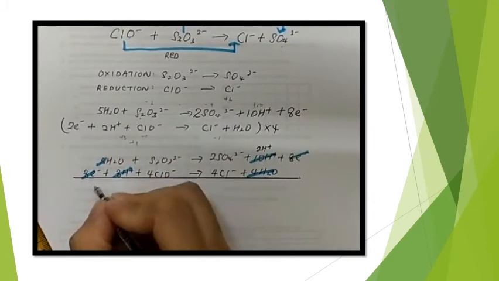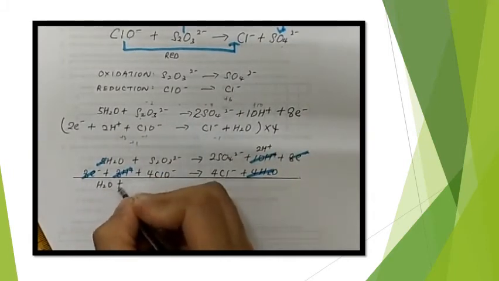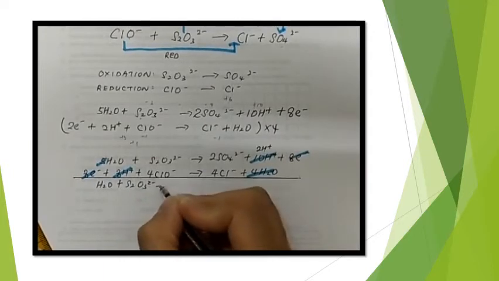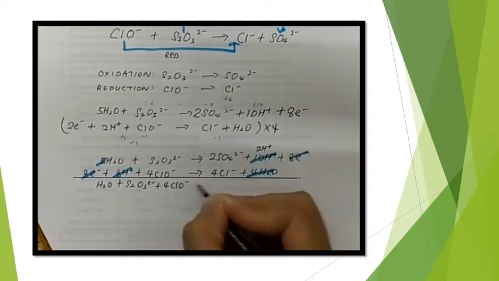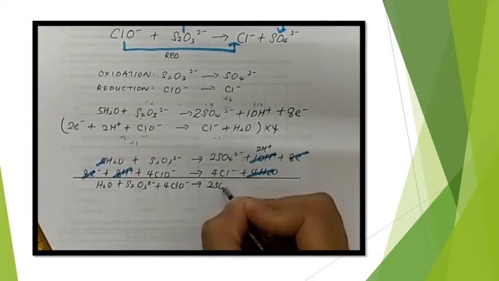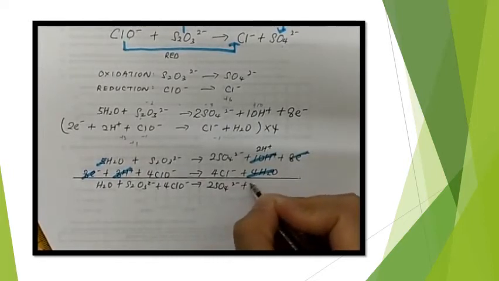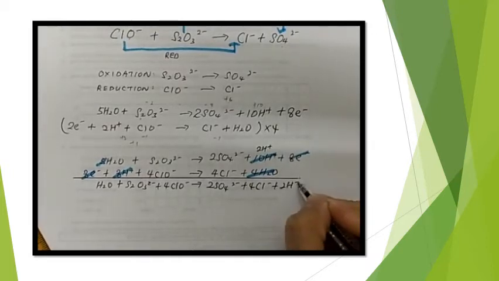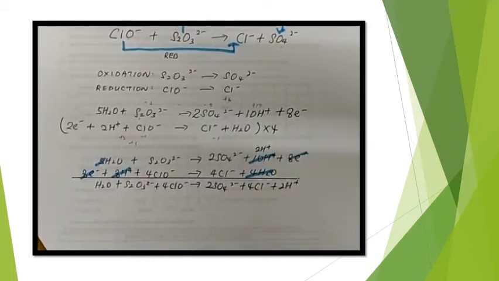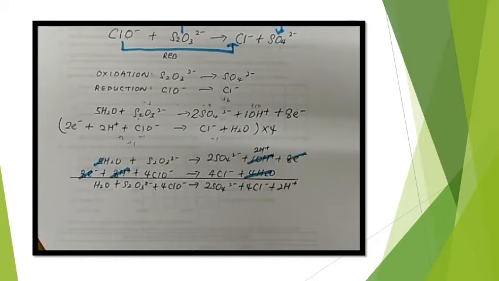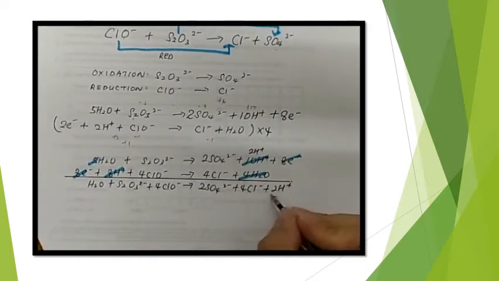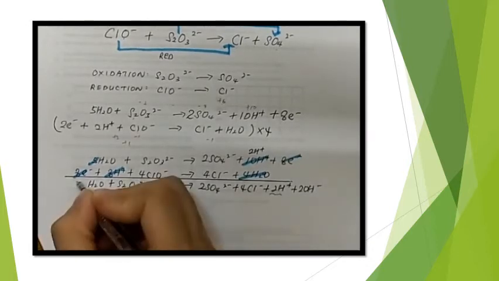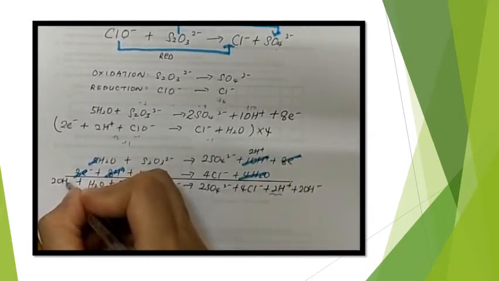So based on here, H2O plus S2O3 2 negative plus 4 ClO negative form SO4 2 negative plus 4 Cl negative plus 2H plus. Okay, now the question wants to balance in a basic medium. So there are 2H plus, so I need to add 2 OH negative. Here I also need to add 2 OH negative.